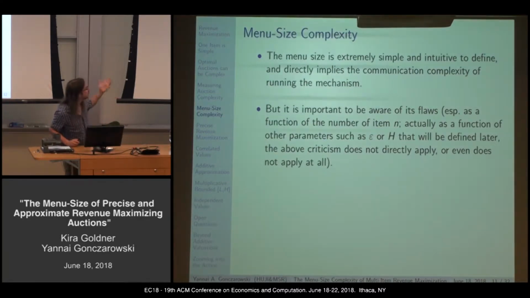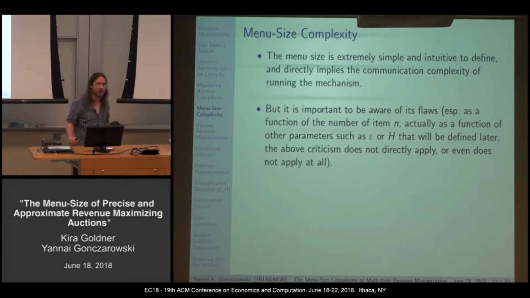So to sum up, menu size is extremely simple and intuitive to define, and directly implies the deterministic communication complexity. It's important to be aware of its flaws, especially as a function of the number of items n. Actually, if we're fixing the number of items, for example, and we're asking what the menu size looks like as we try to get a better and better approximation of the optimal revenue, then we don't really have this kind of argument that says, here's a simple example that really shows that this complexity measure has issues. And we're actually looking at another parameter, not epsilon but h, that we'll define later.